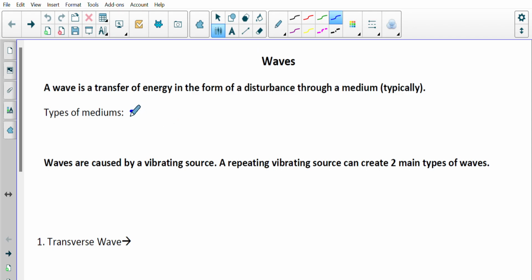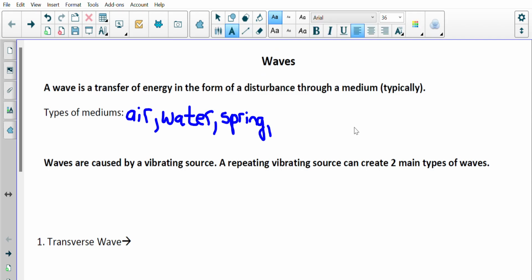Types of mediums. Well, you're hearing me because of air. My sound energy is traveling through air. You can also have energy travel through water. It's another familiar one, water waves. Or you can even have a spring. That's another form of energy where you're compressing a spring or even stretching a spring, going back and forth.